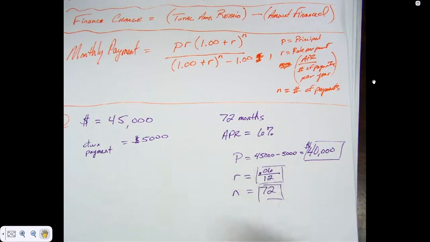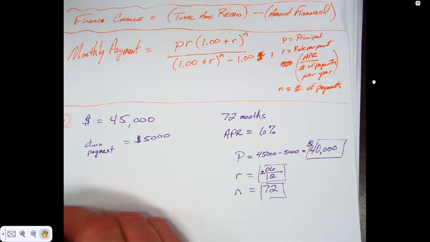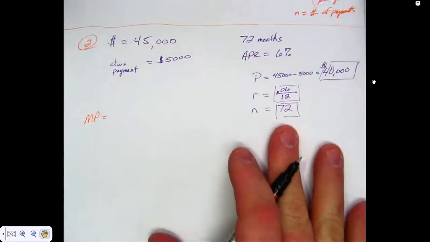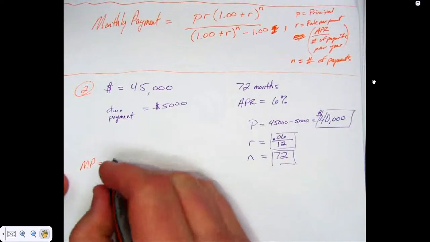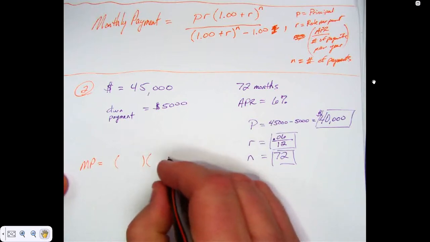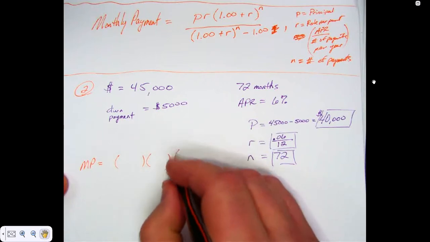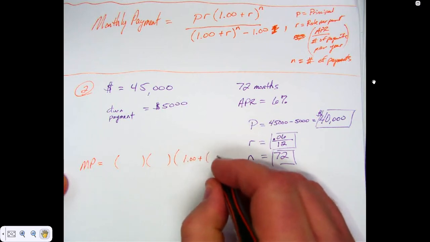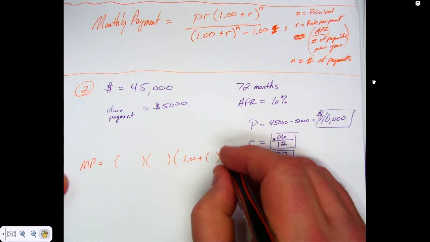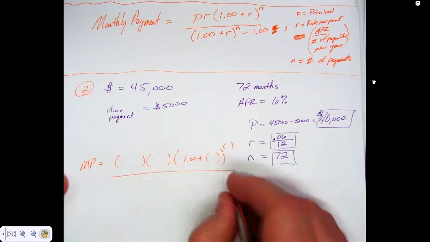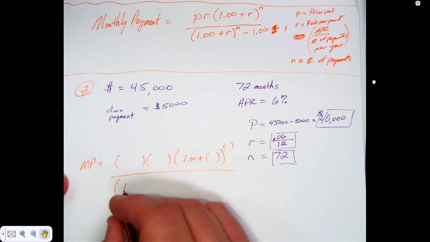So these are our numbers to put into our formula. I'm just going to put MP for monthly payment. The first thing that goes here is P, and then we multiply that times whatever R is. Then we have parentheses and 1.00 plus whatever R is, all of that to the power of N, all of that over. I'm just writing it without anything in it.